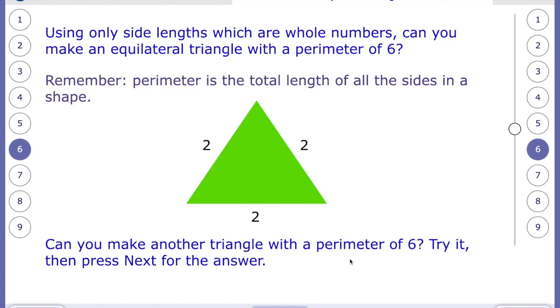Can you make another triangle with a perimeter of 6? Try it. So get a piece of paper. Can you create a different type of triangle which has a perimeter of 6, not all 2s? So you could try 3, 2 and 1. Get a piece of paper and a pencil and a ruler and have a go at drawing a triangle. Pause the video and come back when you've done it.